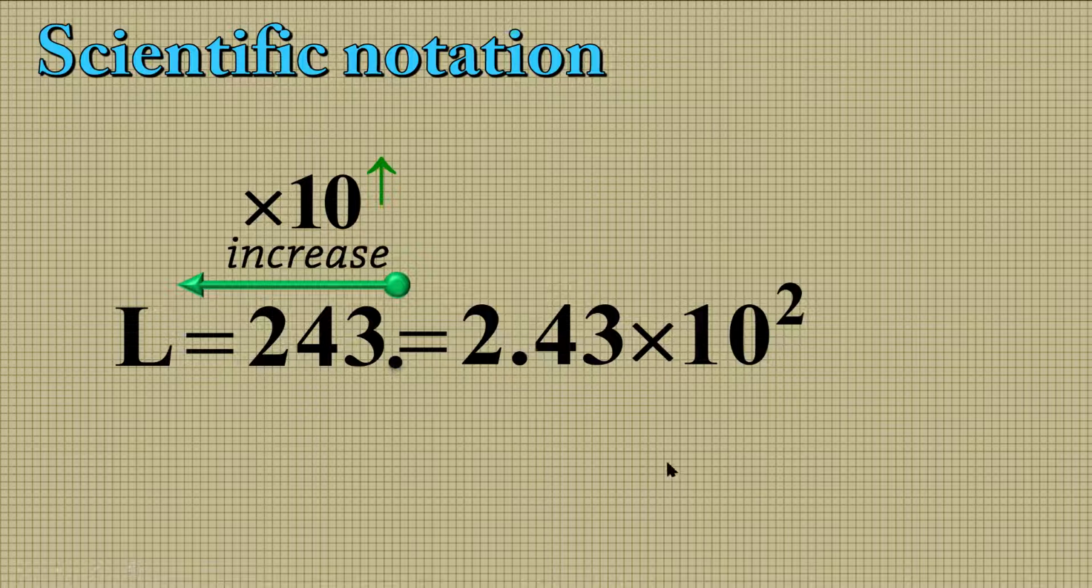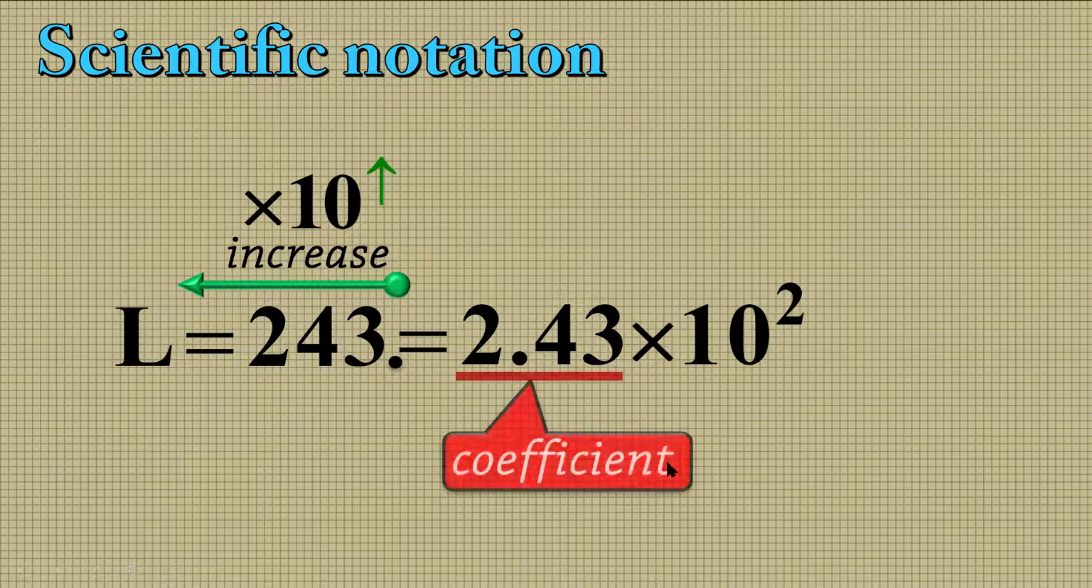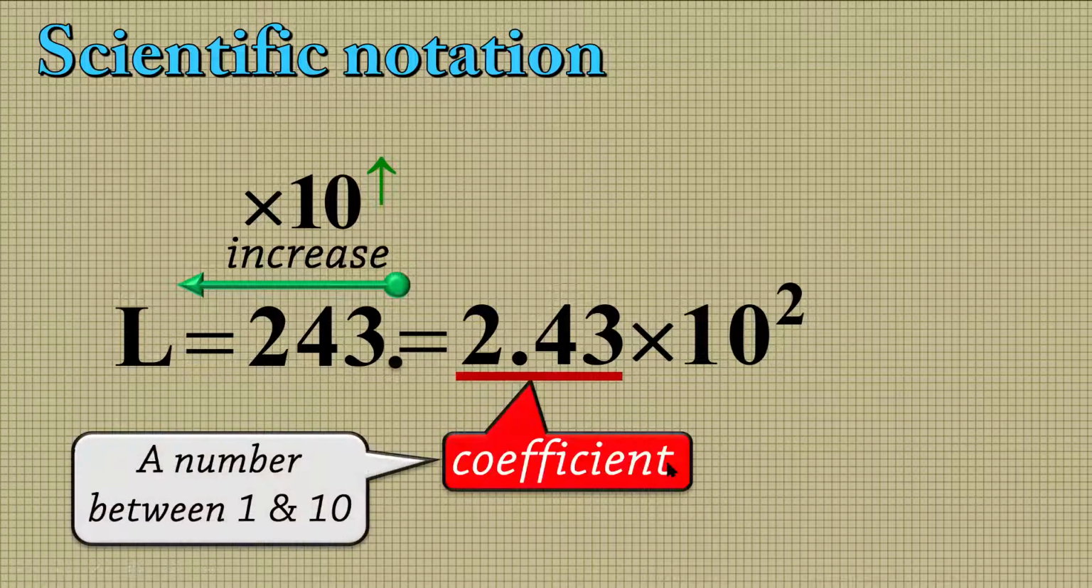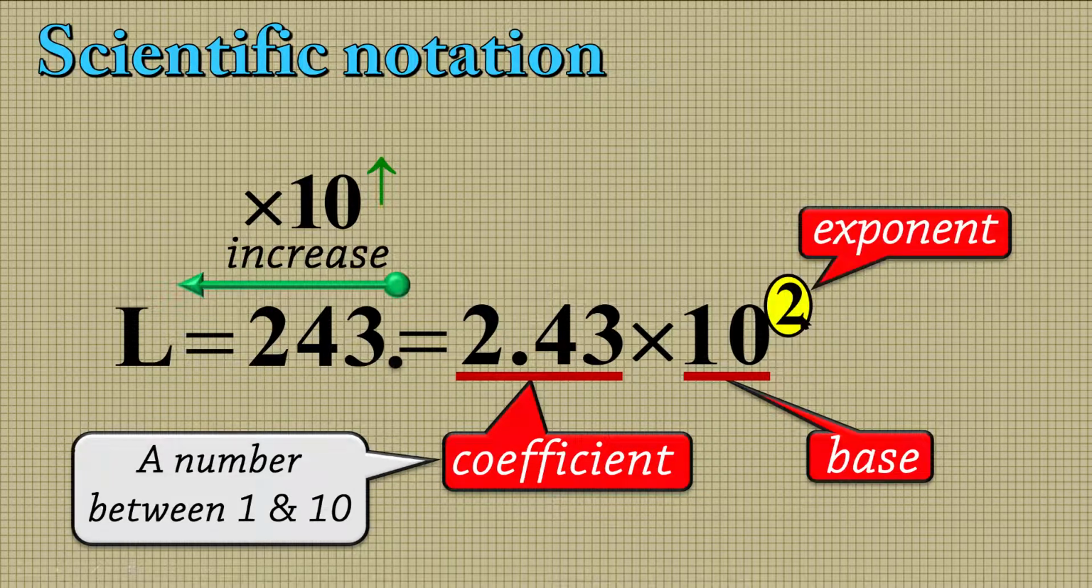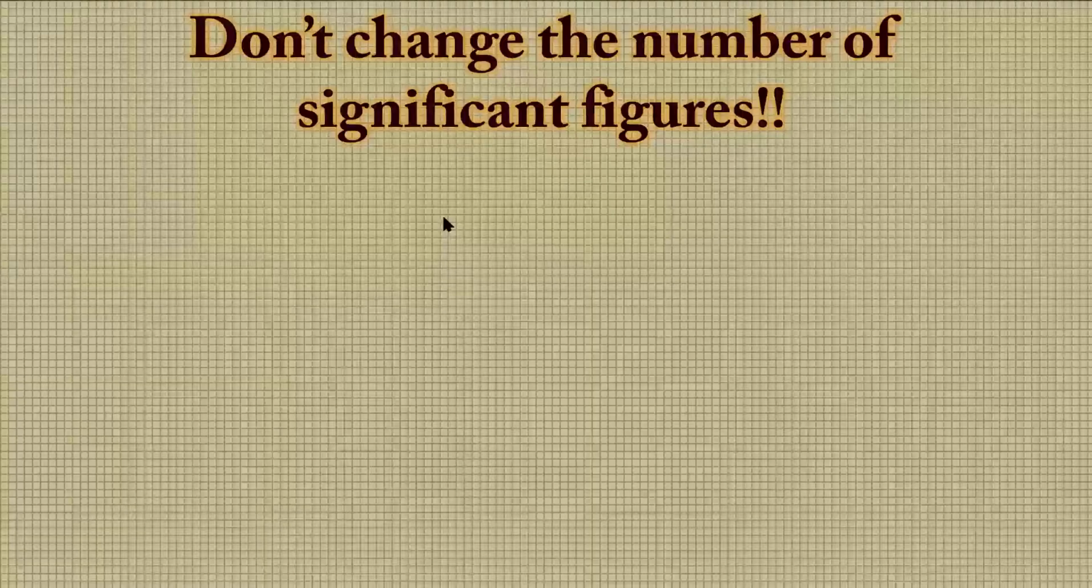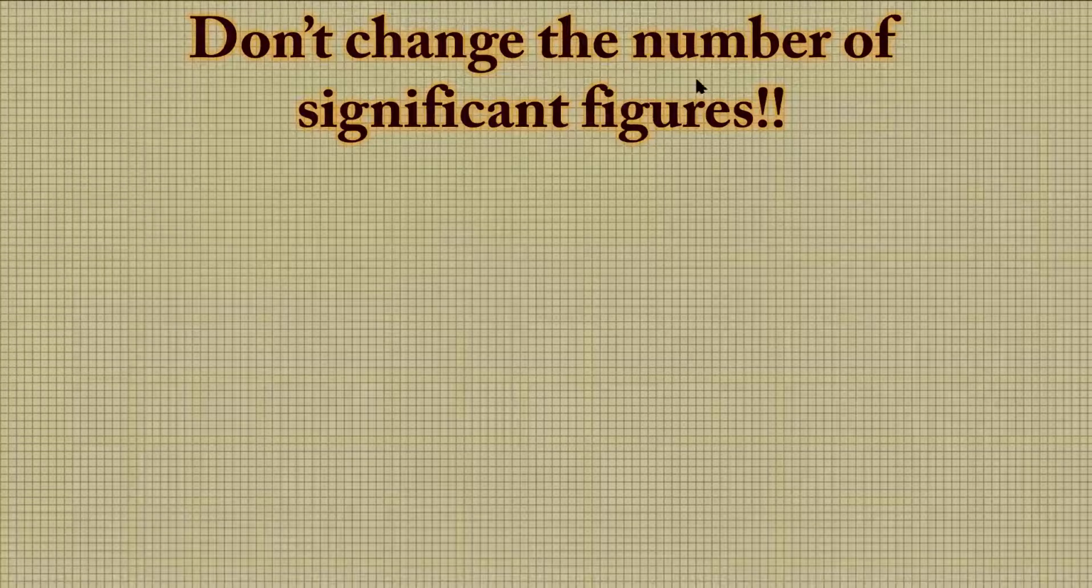This is the standard scientific notation. It has 3 distinguished parts. First is the coefficient, which is a number between 1 and 10. The other is the base, which is 10. And the last part is 2, the exponent. Exponent is sometimes named order of magnitude. Pay attention. Don't change the number of significant figures.